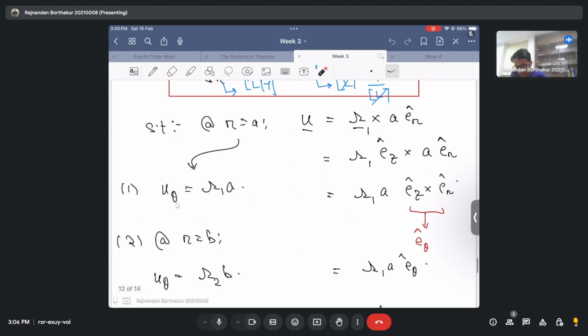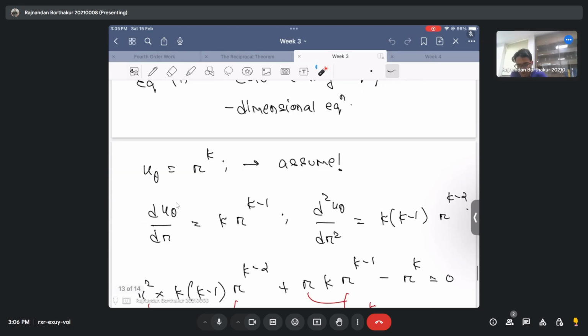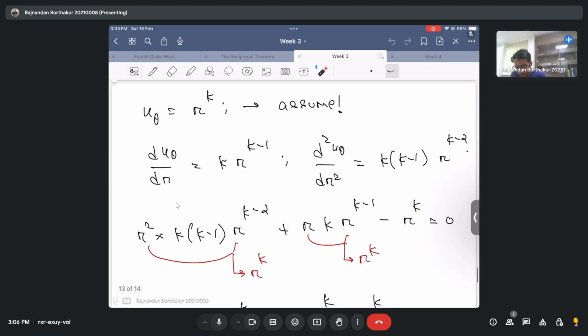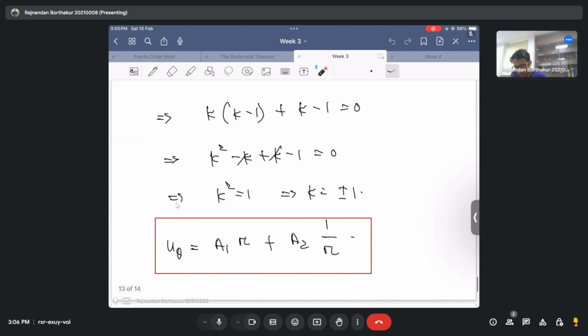So the trick involved in solving this equidimensional equation is that you consider the form of your solution to be some r power k, and then substitute it. Because your equation is equidimensional, this r power k comes out as a common factor in all the terms. And since we are seeking non-trivial solutions, this r power k cannot be equal to 0, and that's why we get the solution for the variable k, which is of our interest. I hope this is clear.